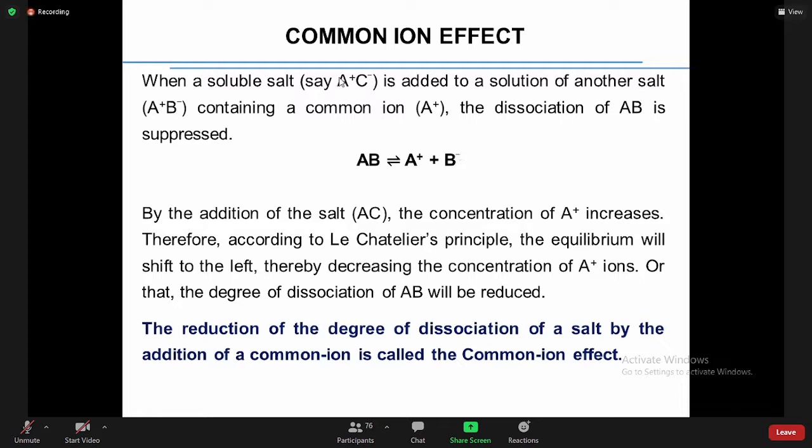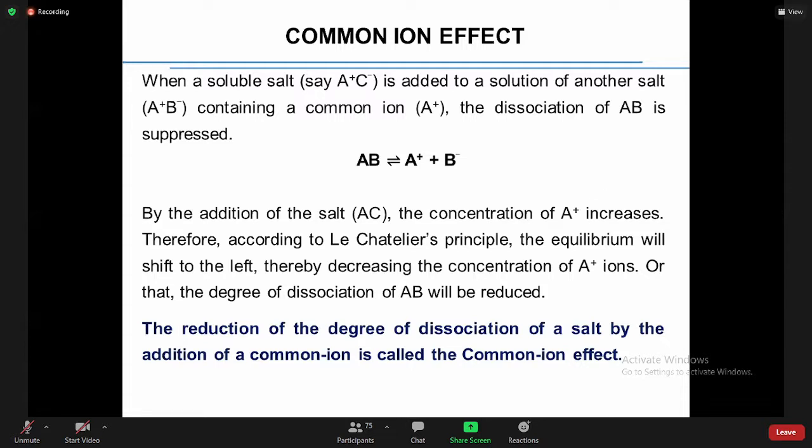The reduction of the degree of dissociation of a salt by the addition of a common ion is called the common ion effect. So basically what happens due to the common ion effect? Dissociation will be reduced, right? Yes, sir. The solubility reduces as a result, I think. Solubility will be decreased, right? The dissociation will be reduced, isn't it?